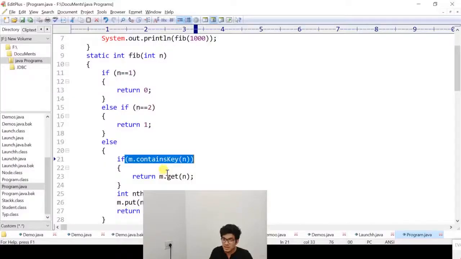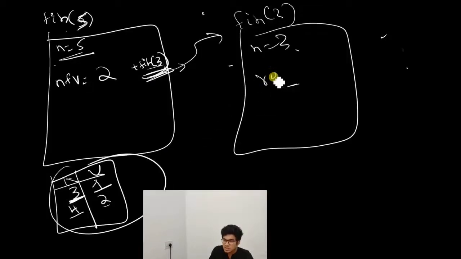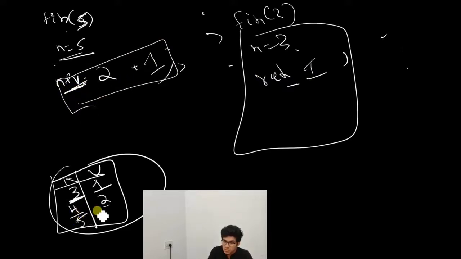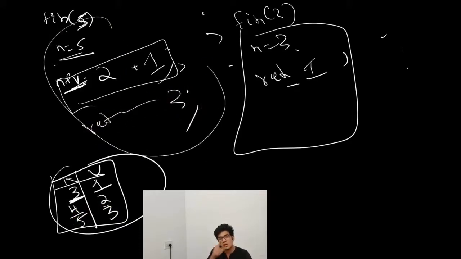Yes, it contains. Yes or no? If it contains, what you are telling? Return m dot get of n. So you are returning what? M dot get of n. You are telling in the map, get me the value of the key 3. What is that? 1. So you are returning what? 1. So 1 is returned here. And what is 2 plus 1? 3. Okay. That 3 is NFV. So the fifth Fibonacci number 3 is stored first. After that you are returning that 3. That 3 is going to the main method like this.